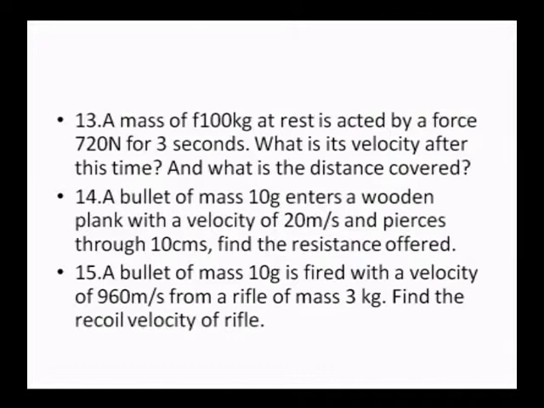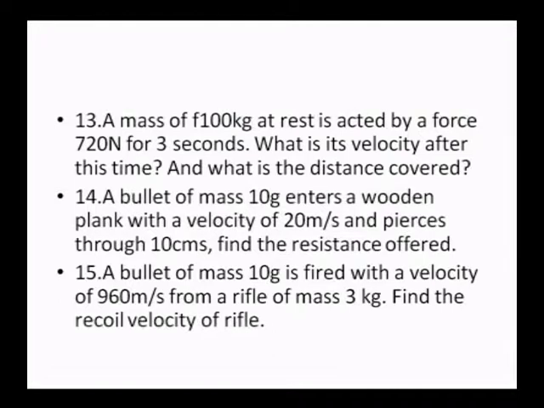Go through the next problem. A bullet of mass 10 gram enters a wooden plank with a velocity of 20 meter per second and pierces through 10 centimeter. Find the resistance offered. So, a bullet whose mass is 10 gram is fired from a rifle or gun. Then it moves with a velocity of 20 meter per second. On its way there is a wooden plank. When the bullet moves with such a velocity, it can penetrate the wooden plank.